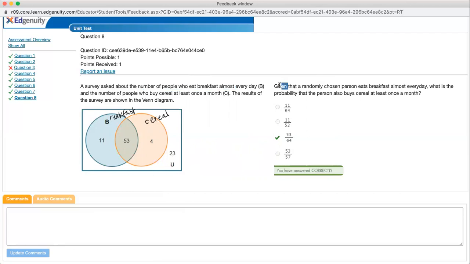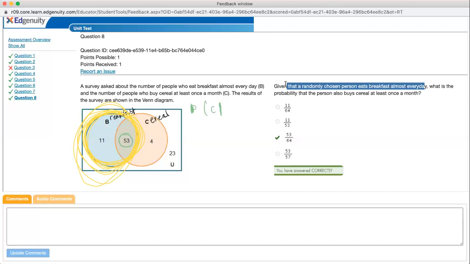Given that a person randomly chosen eats breakfast almost every day, right? So given that they eat breakfast, if they are given breakfast, then that means we are looking at this circle right here. Given breakfast. This is given to us. We are looking at this circle right here, okay? What's the probability that the person also buys cereal? So out of the breakfast people, this is how much is the cereal.